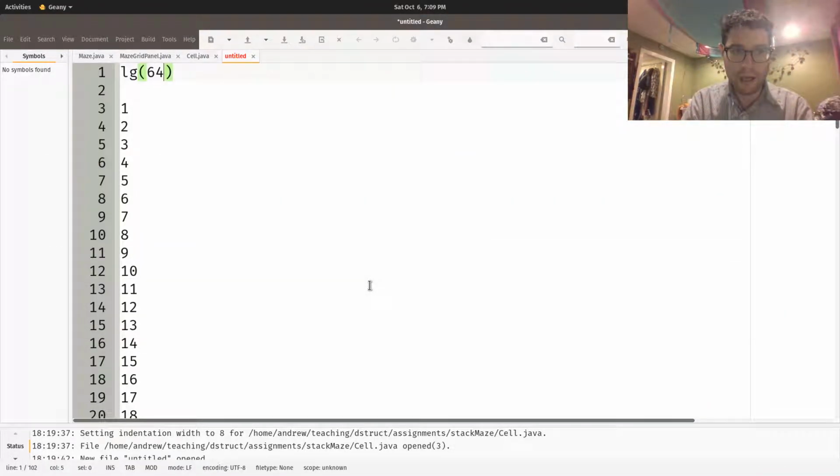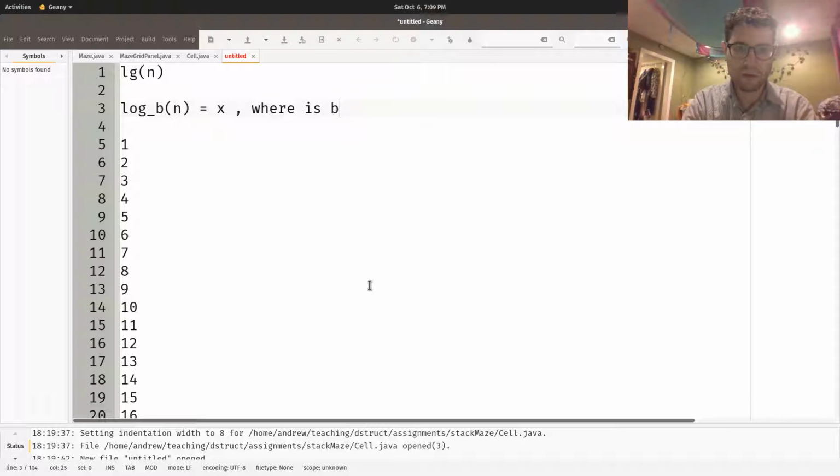So if you were going to ask a math professor what the heck is log base 2 of n, what is that definition, right? They might give you something like this. Log, right? Well, let's suppose it's actually a generalized log base b of n that is equal to x, where b to the x is equal to n, right?